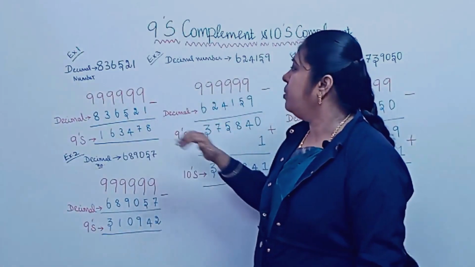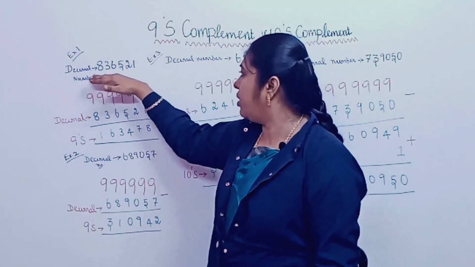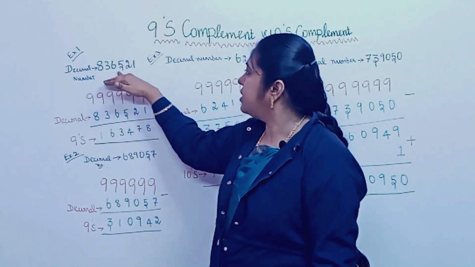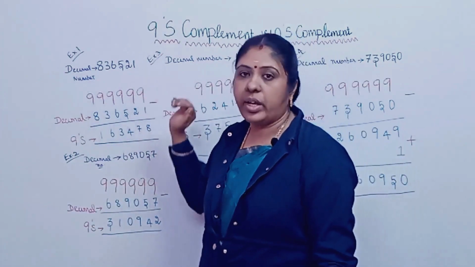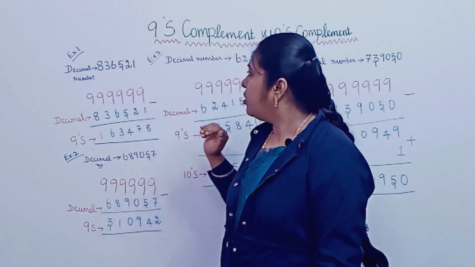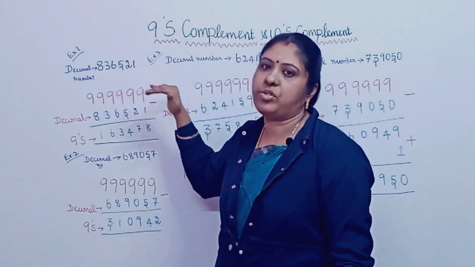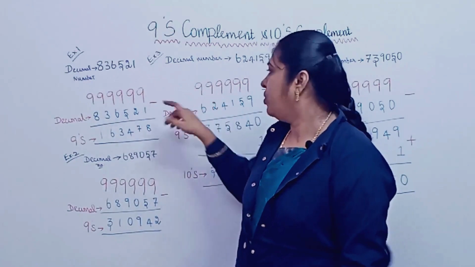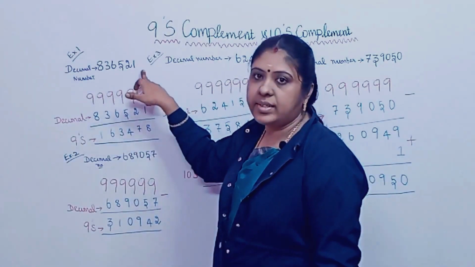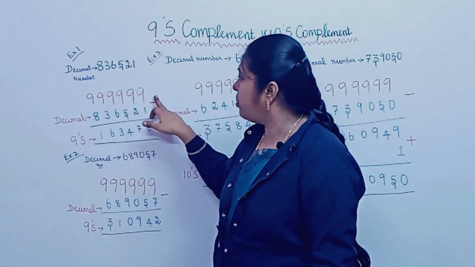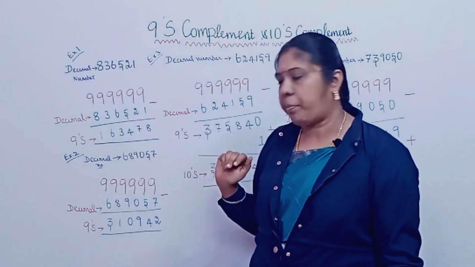Consider an example. In example 1, the decimal number we have taken is 8366521. Now we want to convert this number to a nines complement. So each digit has to be subtracted from 9. Here I have taken 6 digits, so 6 nines have been placed, and from each 9 the concerned decimal digit is subtracted.